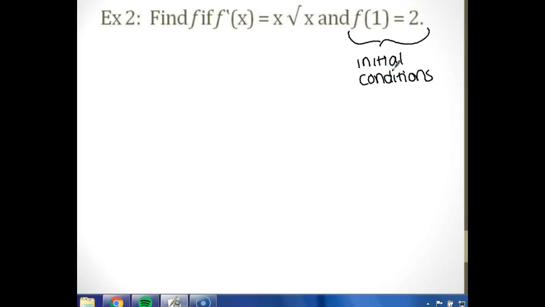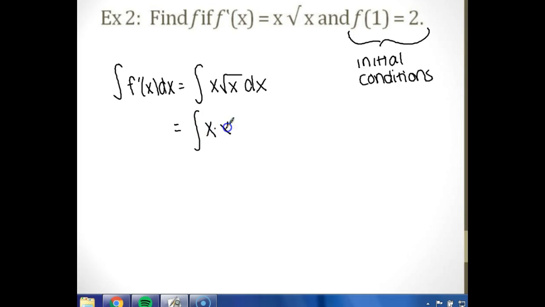So treat this the same way. You want to find the integral of f prime of x dx, or in this case, the integral of x square root x dx. And how could we rewrite that to be something we know how to find an antiderivative of? We don't have a product rule, right? So what could we do? What is the square root of x? Yep, and what's the rule if you're multiplying like bases? You add the exponents.